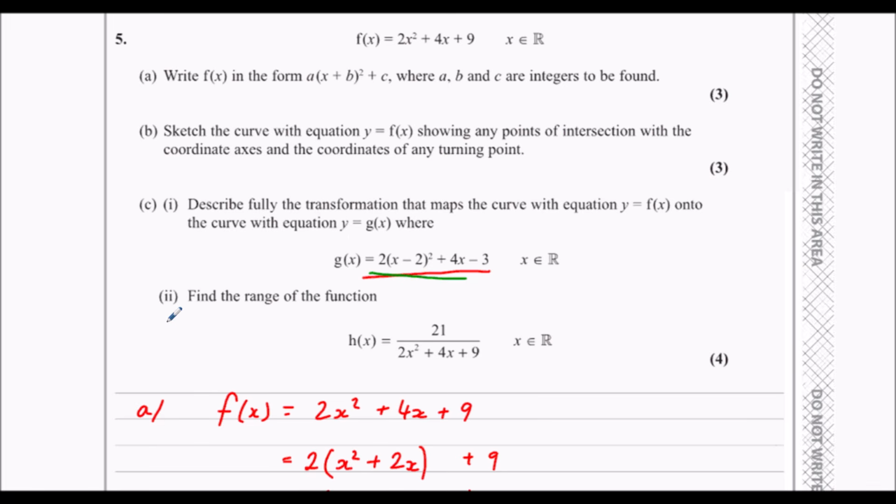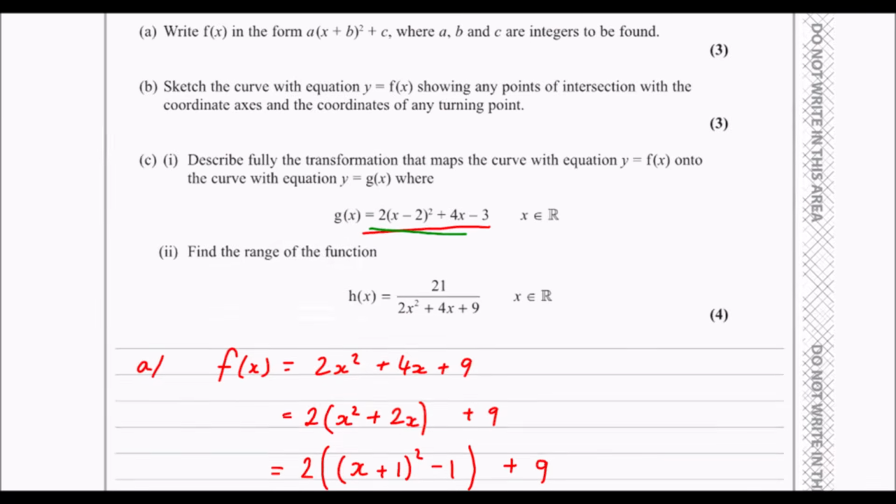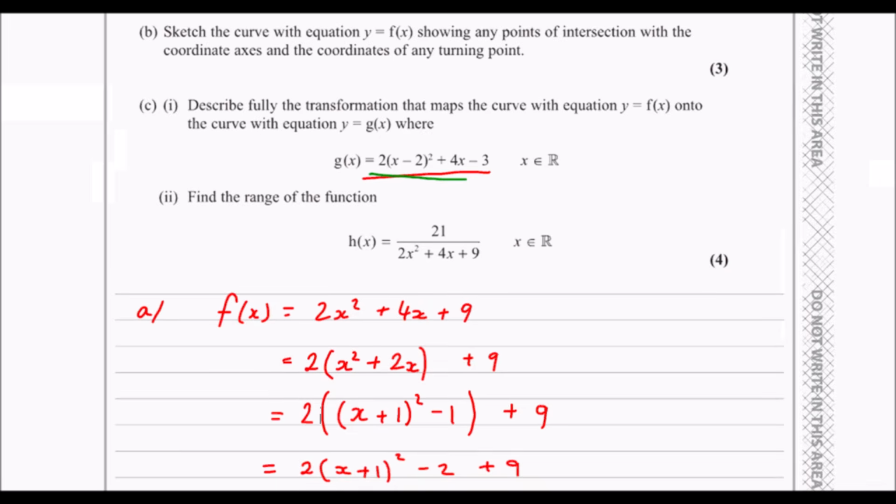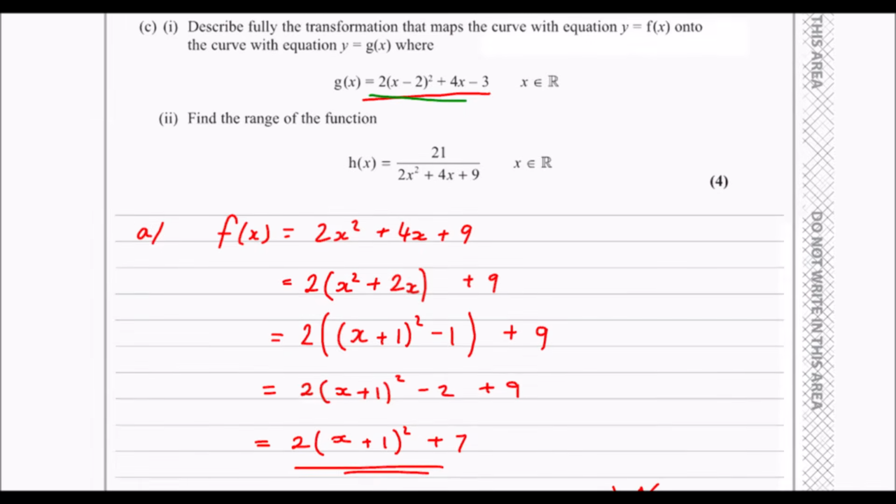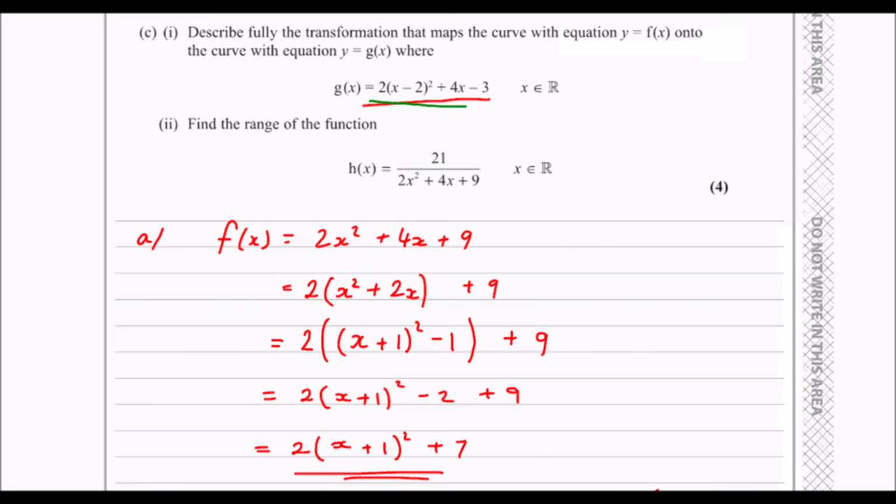So we've got another part II, find the range of the function, and that's called h of x, and it's 21 over our original function. So find the range of the function, 21 over our original function. So let's use the completed the square. So h of x is equal to 21 over 2 times x plus 1 squared plus 7. So that was our original function in our completed the square form.